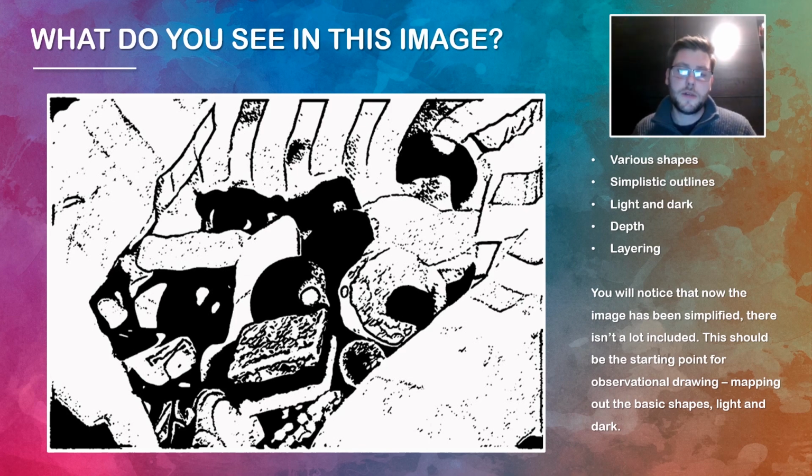And this should be the starting point for our observational drawing. You're probably thinking, well, why did I ask you to do all of this? Well, it's because you need to look for the simple things in an image. And even when you're looking at a color image, you can pick out these basic points. So mapping out the basic shapes, light and dark, are the first things that we should be drawing out when we create an observational drawing.